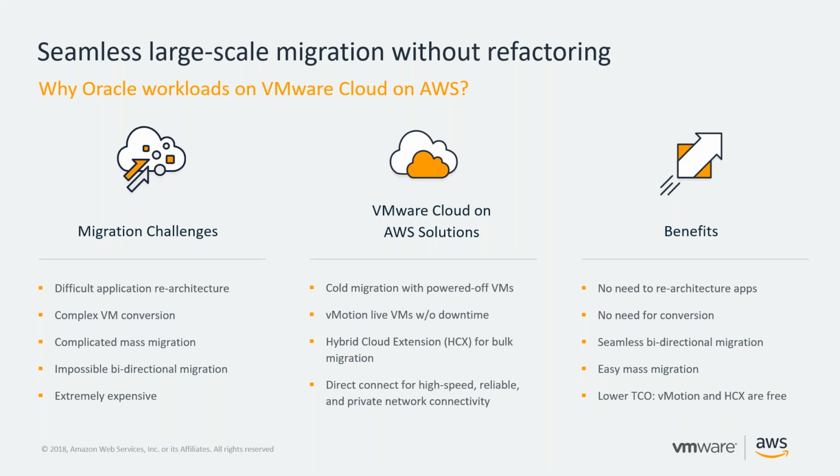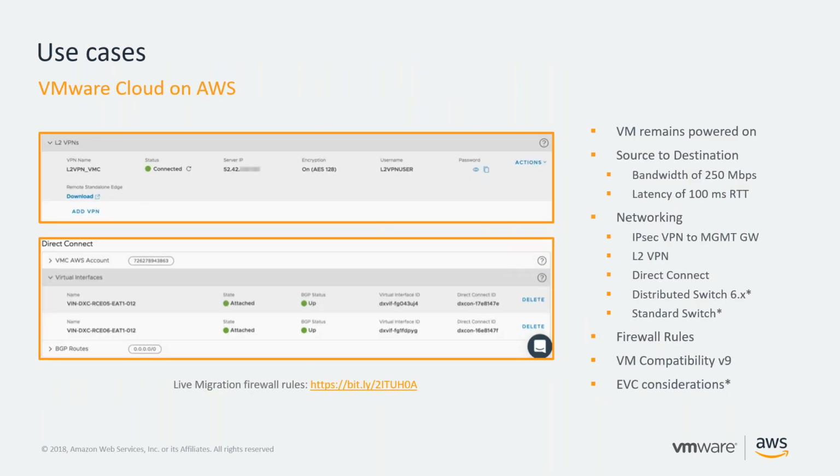Some of the benefits, as mentioned before: you don't have to re-architect your applications. There's no need for any conversion. So your VM resides as a VM. You don't have to change that. You don't have to go through any conversion process. It's still that same VM. And then you have that seamless bi-directional migration that can take place between on-premises with your VMware stack to VMware Cloud on AWS. And then also you can lower your TCO by utilizing vMotion. And also HCX is free with VMware Cloud on AWS.